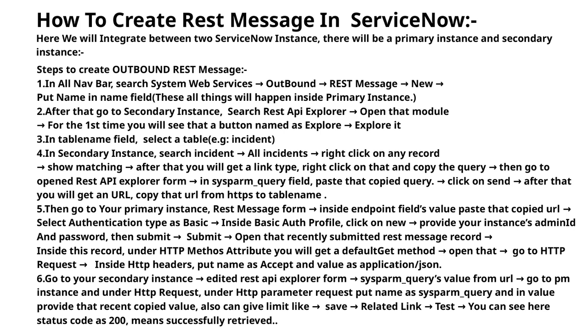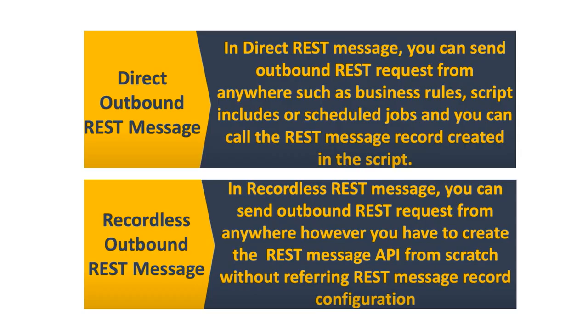Also, you can add a limit parameter if needed. Save your changes and then test your setup. When you click Test, you should see a status code of 200, indicating the data was successfully retrieved. This process connects the two instances, enabling seamless data exchange through REST messages, which is a key part of automating and integrating ServiceNow environments.